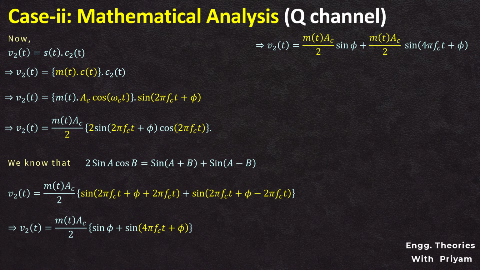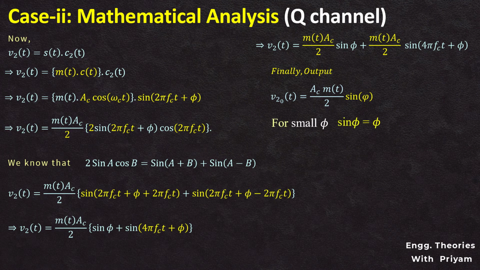Finally, this equation of v2(t) is passed to a low pass filter. The low pass filter will eliminate the high frequency term, m(t) Ac/2 sin(4πfct + φ), and will allow the low frequency term, m(t) Ac/2 sin φ, to pass through. Finally, the output of the lower product modulator, v2o(t), is equal to m(t) Ac/2 sin φ.